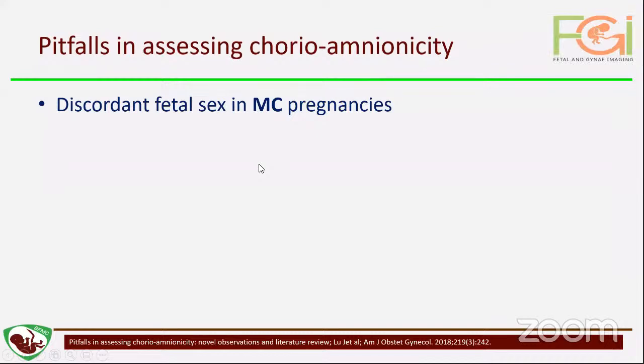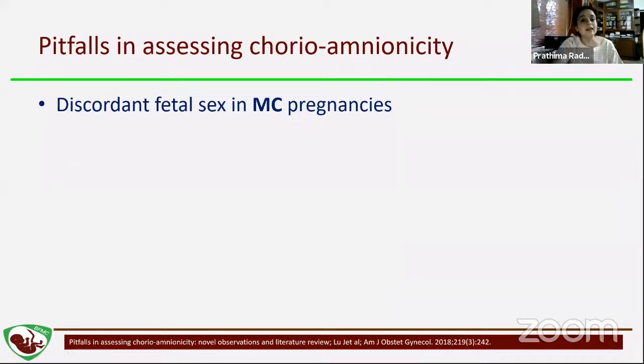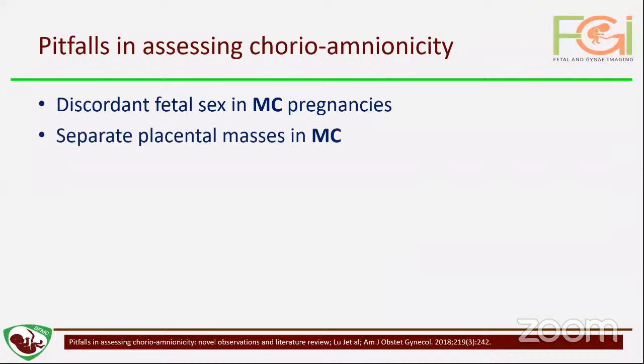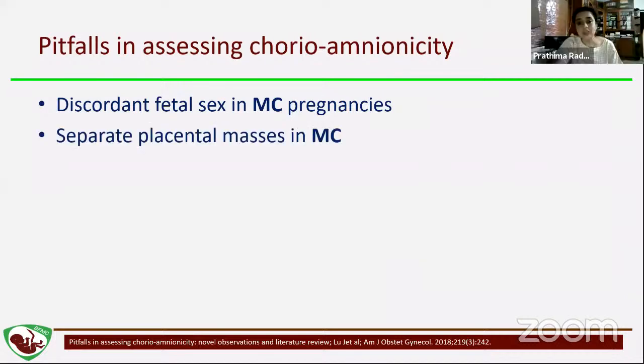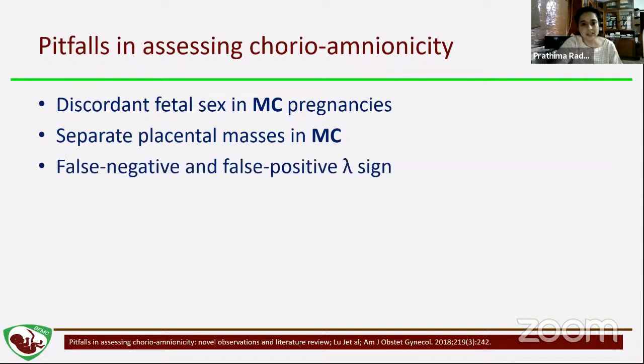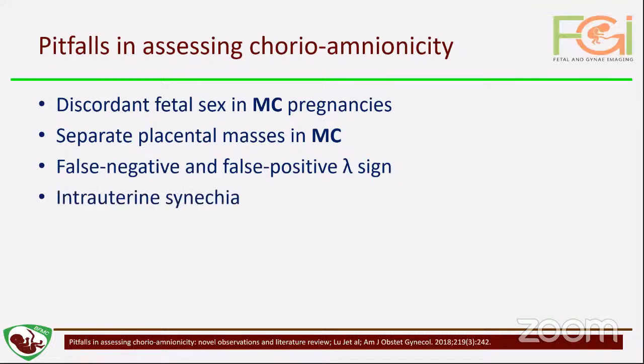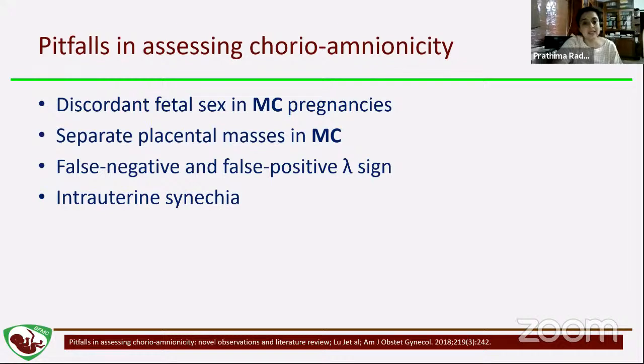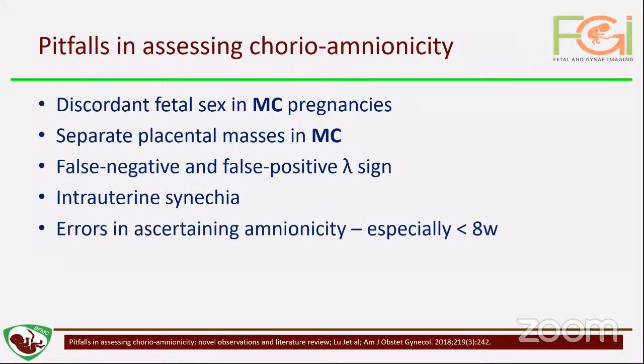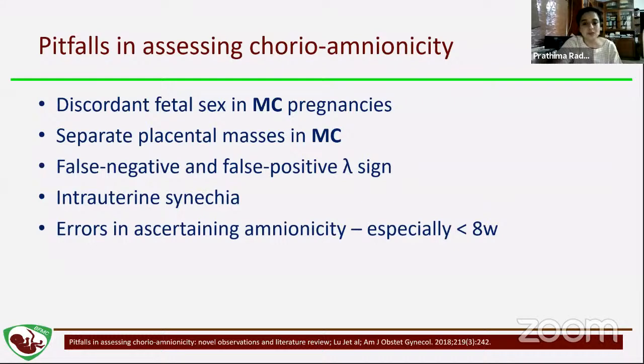However, you must remember that there are certain pitfalls. You can rarely have discordant fetal sex in monochorionic twins. You can have separate-looking placental masses in monochorionic as well. There are false negatives and false positives of lambda signs. If you're not careful, you can fall into that trap. The intrauterine synechia can be mistaken for membranes, and especially for amnionicity, looking at before 8 weeks, you can mistake them for MoMo twins, that is monochorionic monoamniotic twins.